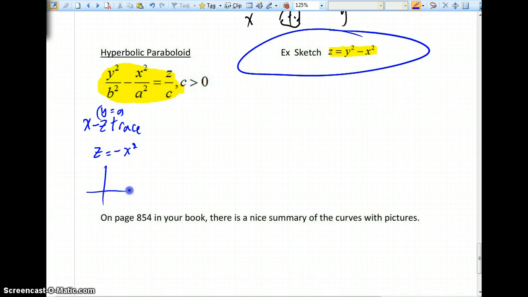We would graph this. Looks like it's a two-dimensional graph. Z-axis here, x-axis over here. We would have a parabola opening downwards.